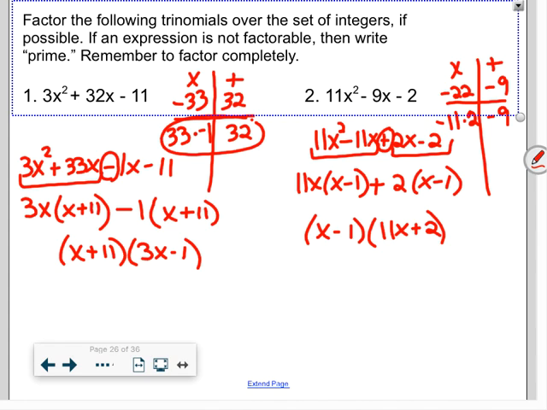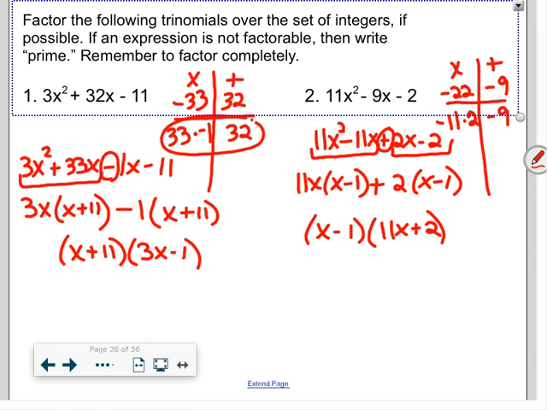Please, please remember the last step is check your work when you factor. X times 11x is 11x squared. 2x minus 11x is minus 9x. Negative 1 times 2 is negative 2. We did it correctly. All right, what questions do you have for me?